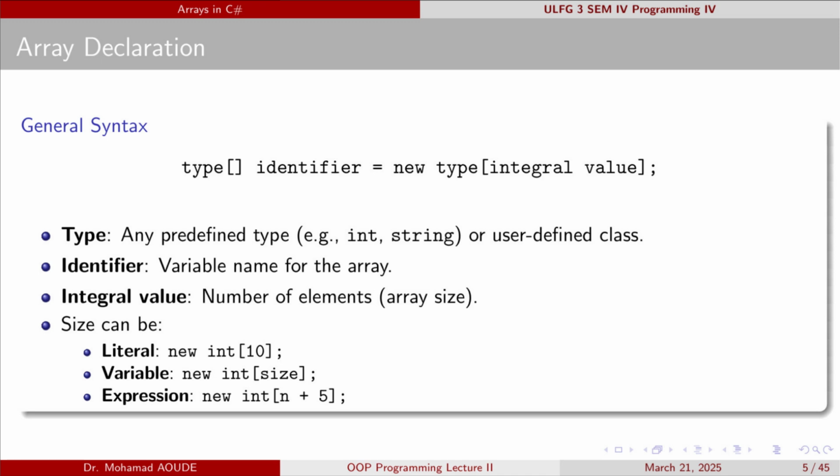The general syntax for creating an array is simple. Type[] arrayIdentifier = new type[size]. For instance, new int[5] creates an integer array with 5 slots, all initialized by default. The size you specify can be a constant, a variable, or even a runtime expression. Once set, remember, the size of an array cannot change.